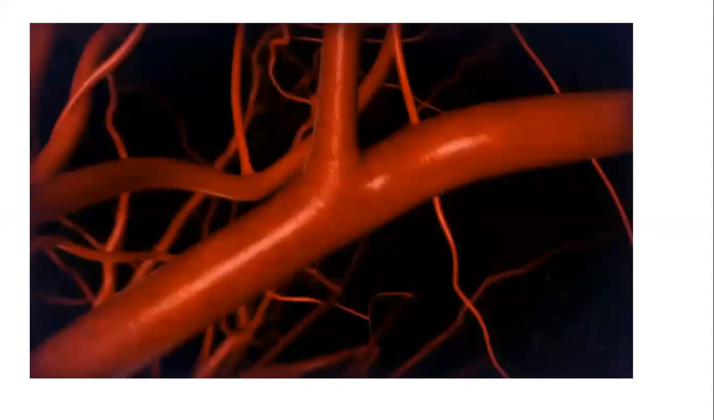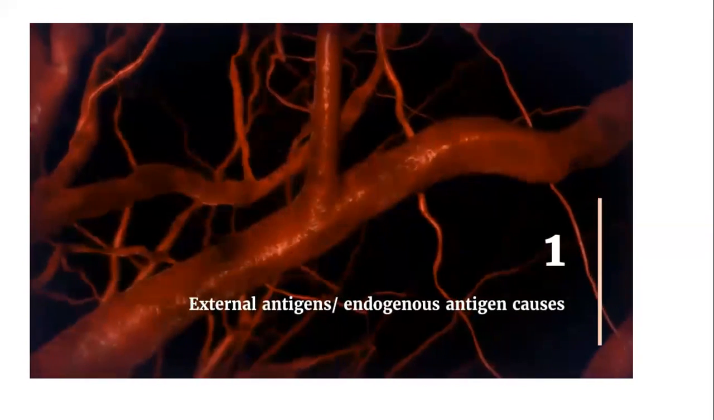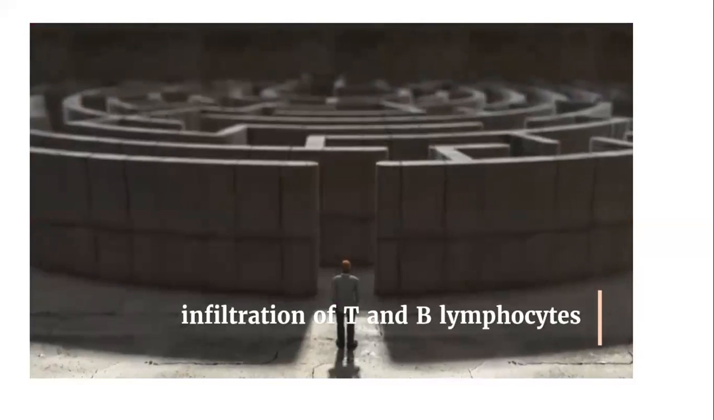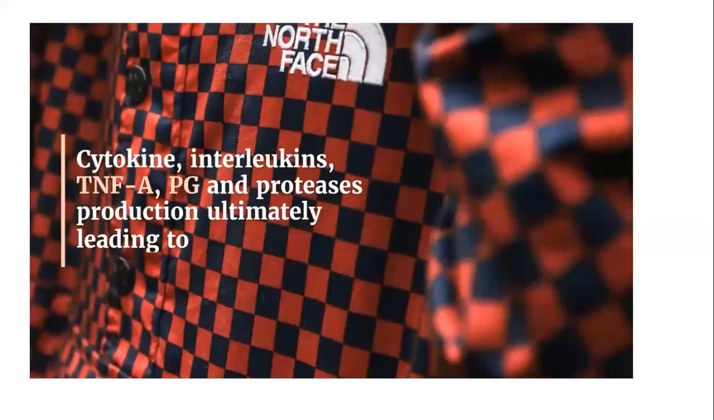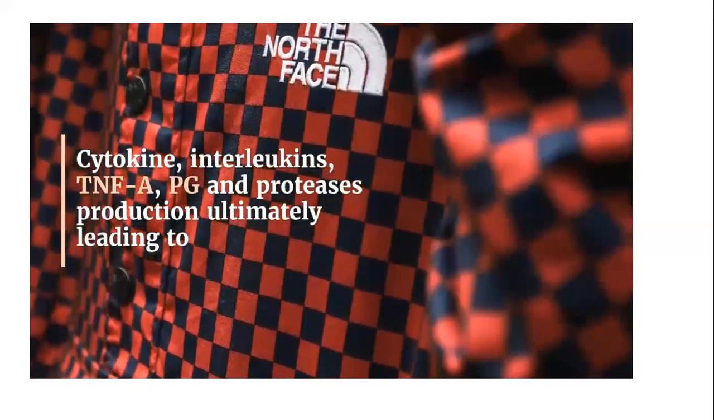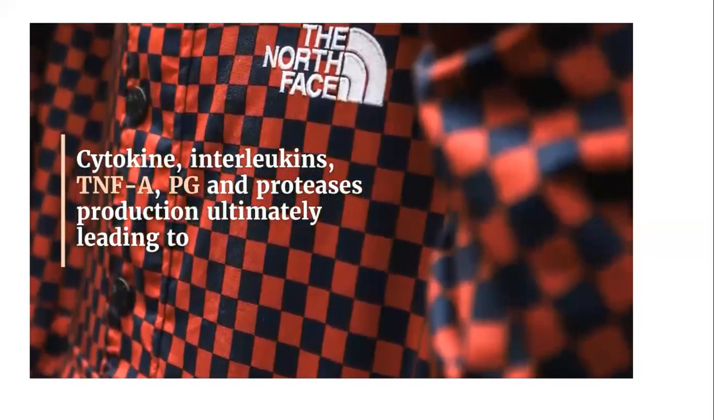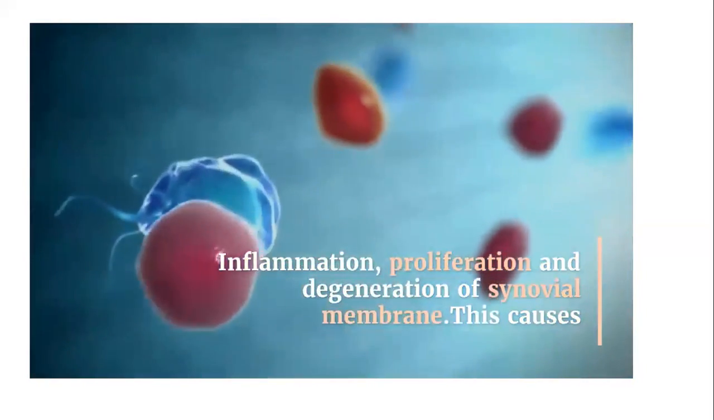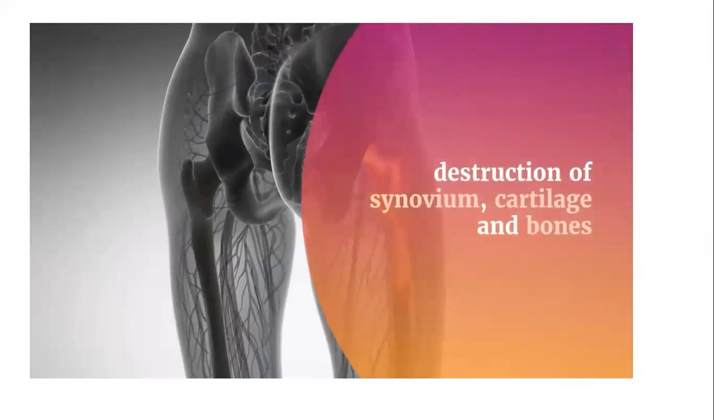So we'll take a look at the pathogenesis of rheumatoid arthritis. External antigens or endogenous antigens enter the body. It causes infiltration of T and B lymphocytes, cytokines, interleukins, tumor necrosis factor alpha, prostaglandins, and proteases. It causes inflammation, proliferation, and degeneration of the synovial membrane, causing destruction of synovium and cartilage.